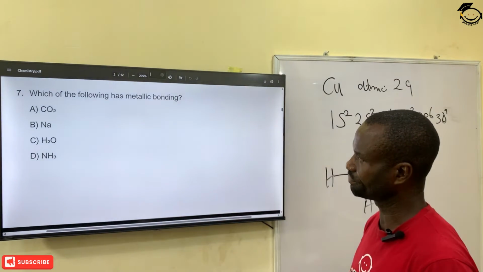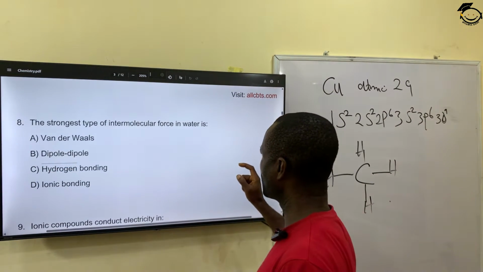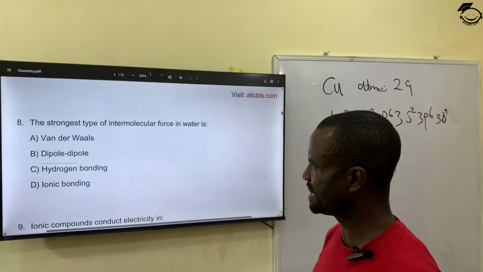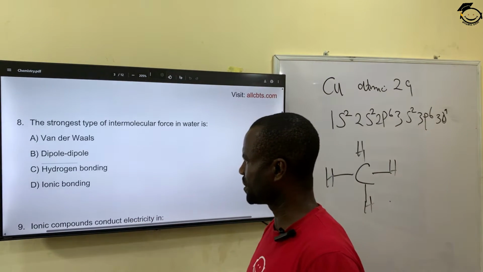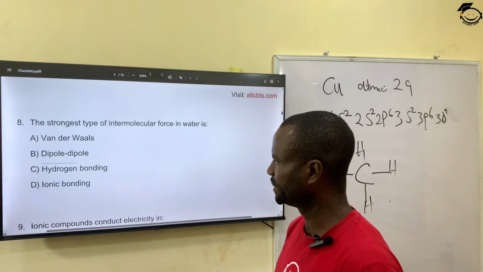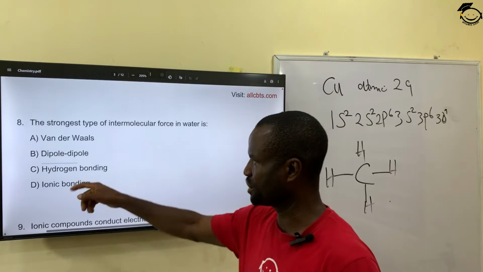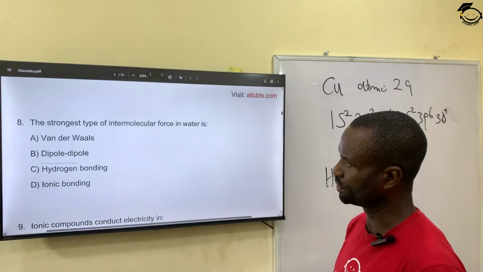Number 8. The strongest type of intermolecular forces in water is A, van der Waals forces, B, dipole-dipole forces, C, hydrogen bonding, D, ionic bonding. The correct answer is hydrogen bonding. Hydrogen bonding is found in water, which gives you the strongest bond.